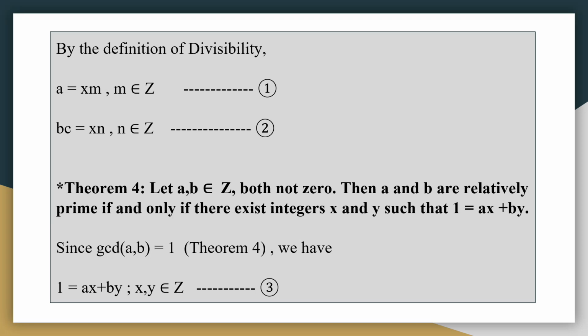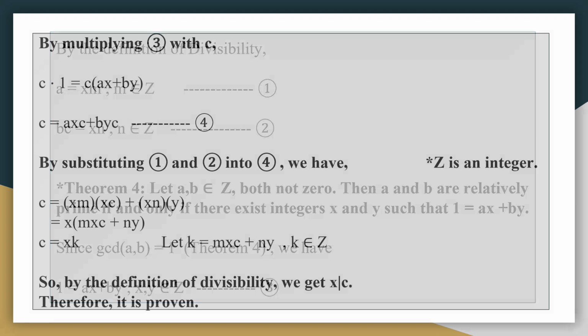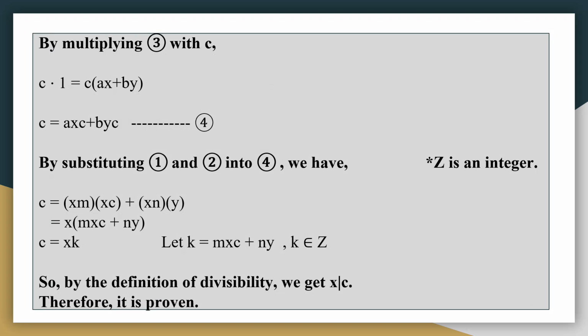Okay, theorem 4 says that let a, b be integers, both not 0. Then a and b are relatively prime if and only if there exist integers x and y such that 1 is equal to ax plus by. Since gcd a, b is equal to 1, by theorem 4 we have 1 is equal to ax plus by, x and y are integers, so we note this as number 3. By multiplying 3 with c, we can write c times 1 is equal to c times ax plus by.